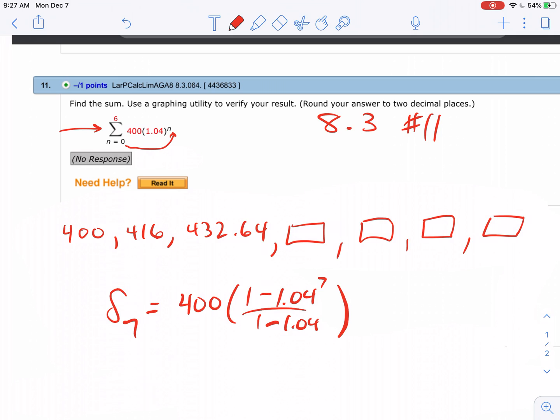Now, how would I know this? You can go backwards. You can take your 416, divide by 400. And what you'll find is that your r value is that 1.04. So that's why I put it in.